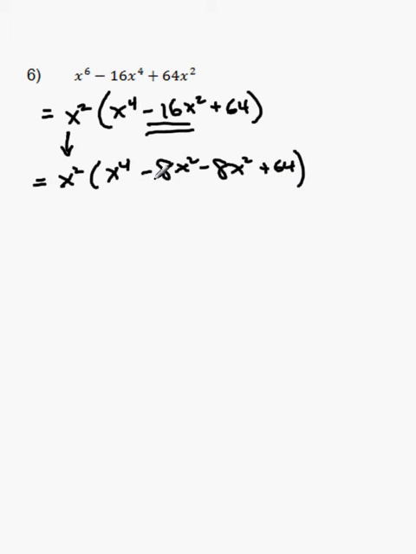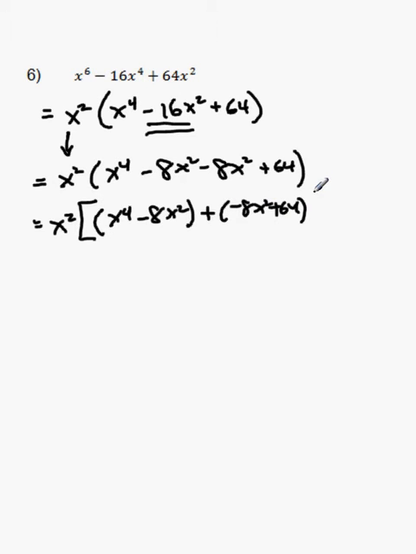Okay, we're now going to split these into two groups. So we're going to turn this parentheses into a bracket. And inside this group we've got x to the fourth minus 8x squared, plus negative 8x squared plus 64. And we're going to turn this parentheses into a bracket, because now we've got another level of parentheses going on. Okay? Do what we did over here.